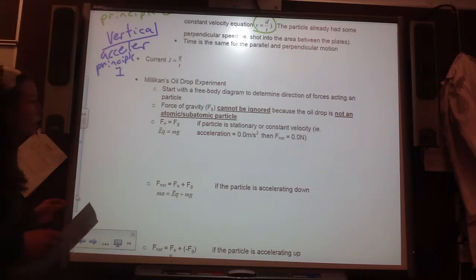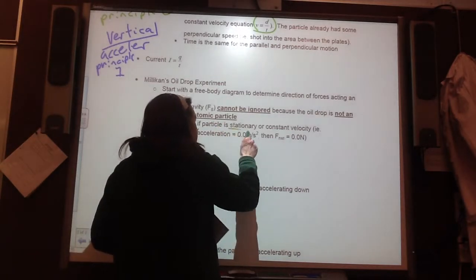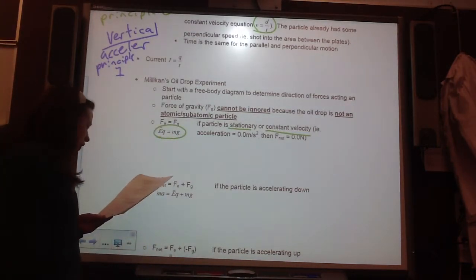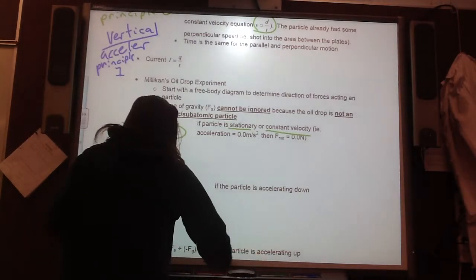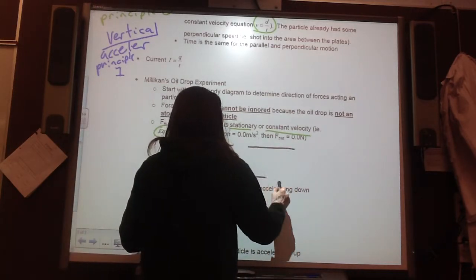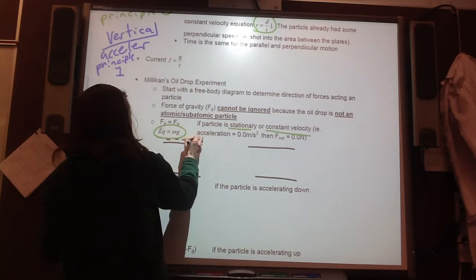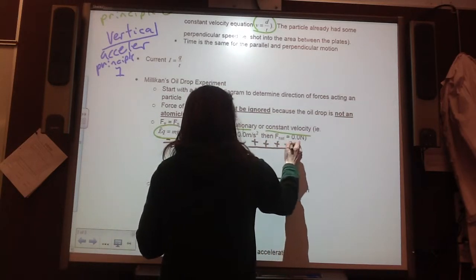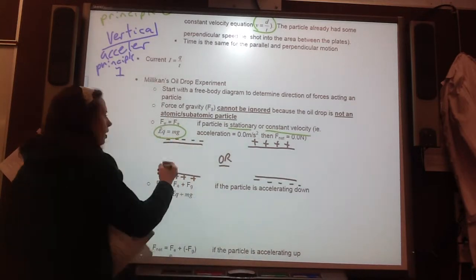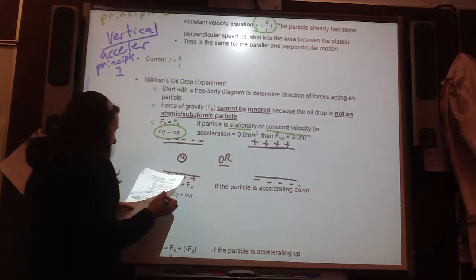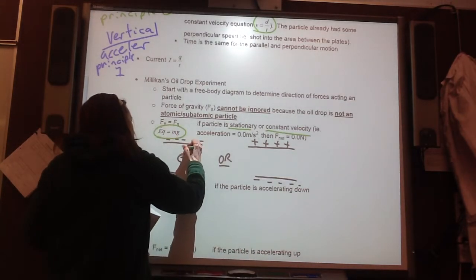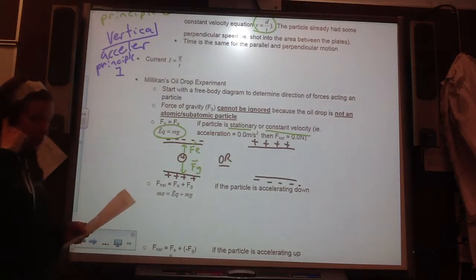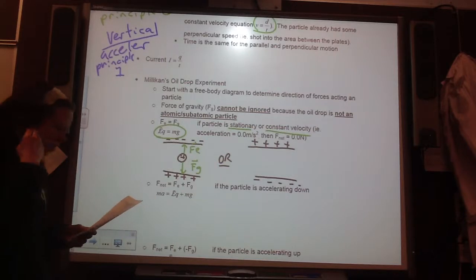The only time that Fe is equal to Fg is if you are told that the particle is stationary or it's moving at a constant velocity. So you can use Eq is equal to mg. Here's 2 examples. Say I have this top one, negative on top and positive on the bottom, or positive on the top and negative on the bottom. Say I have an oil drop that is positive. It will have an Fe that attracts it up and an Fg pulling it down, okay? If the magnitudes of both vectors are the same, it will be stationary or just moving at constant velocity.